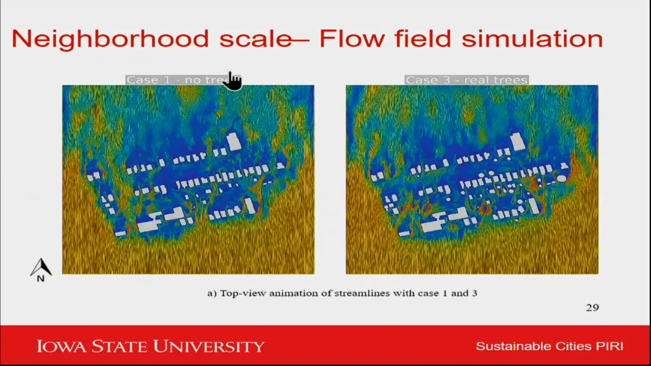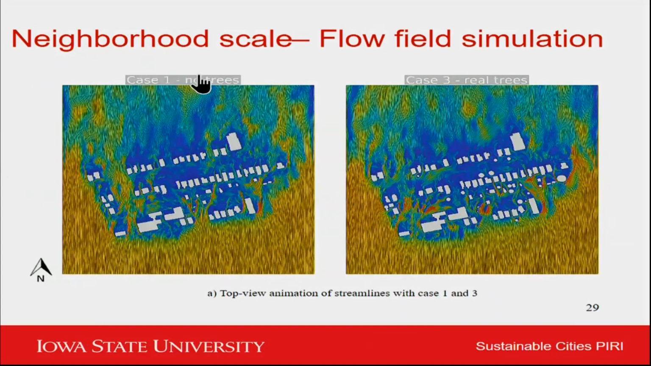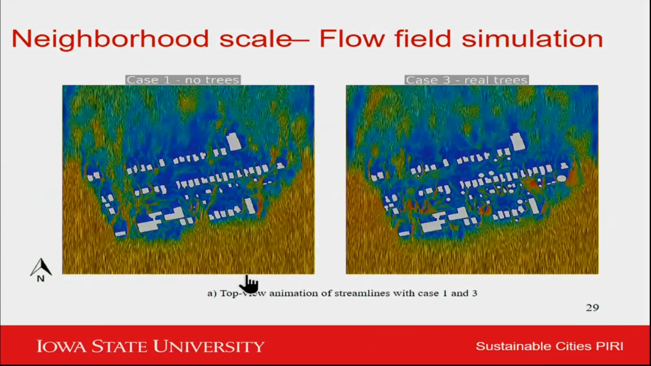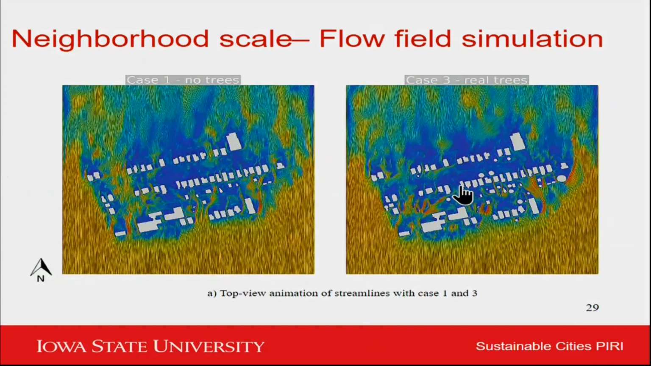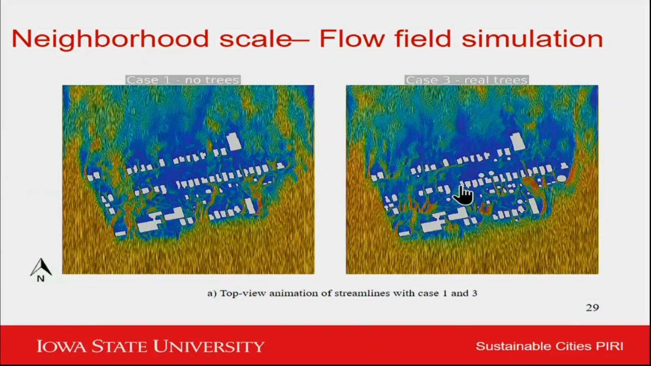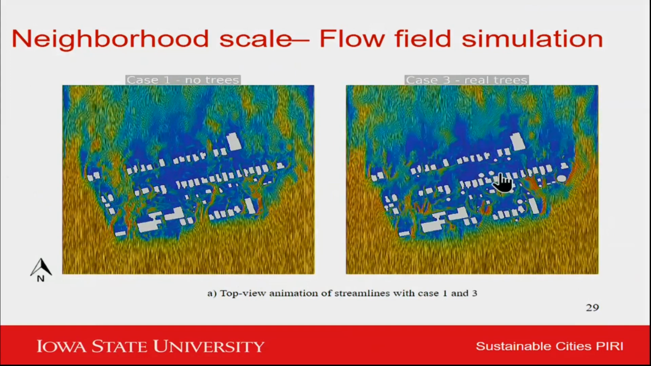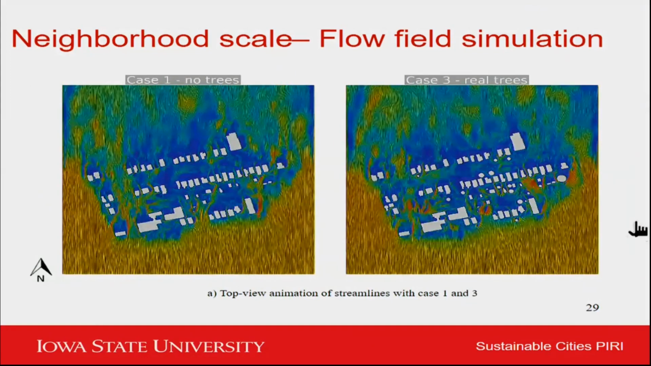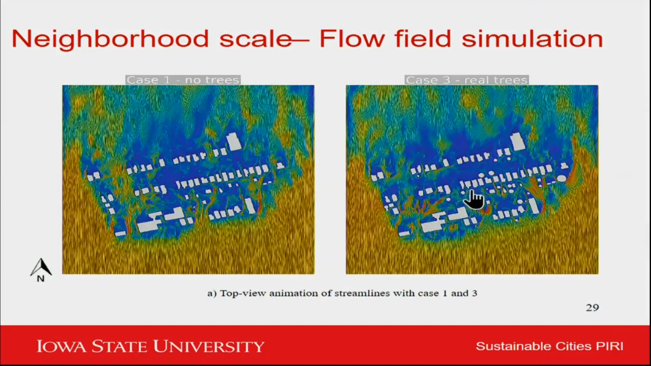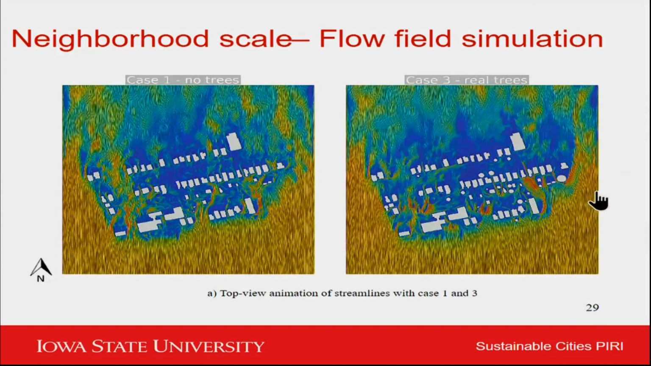You see here one simulation where the case is no trees, right? And then you see the real trees. I can go back. You can see the flow. And so there are more trees on this side, and here you can also see that there is less velocity, but also cooler surfaces where the trees are positioned.